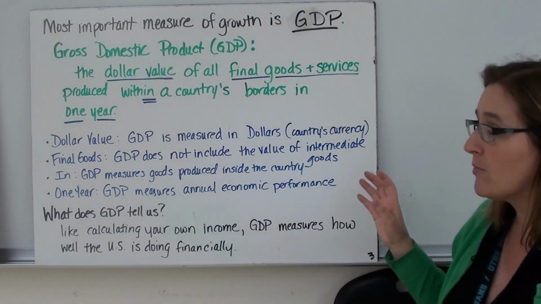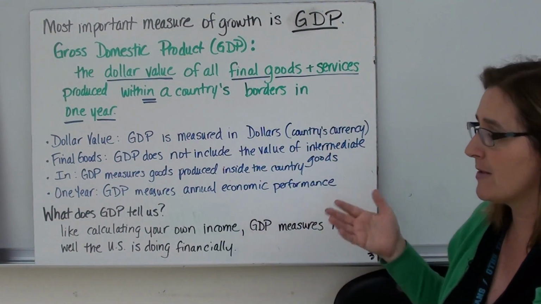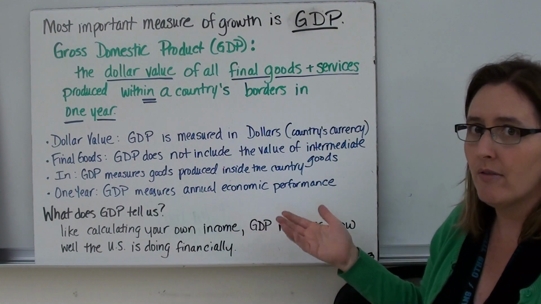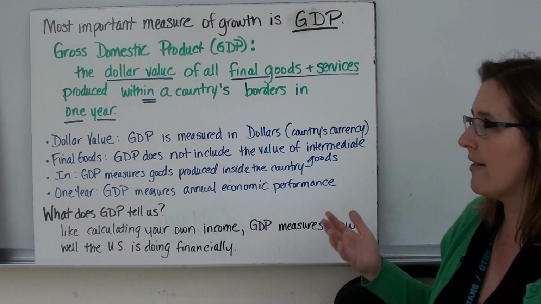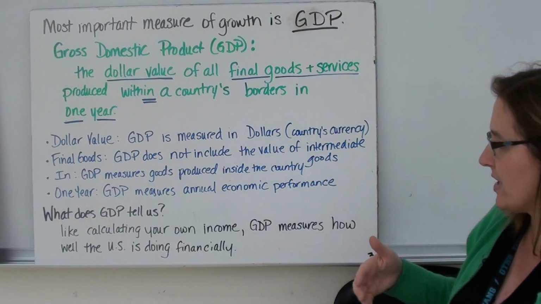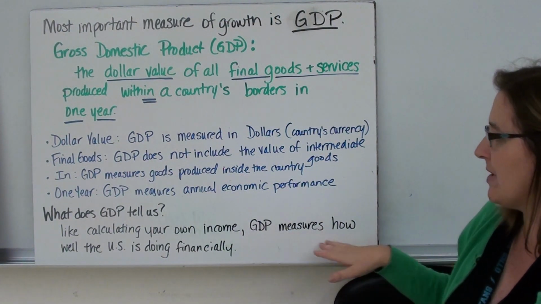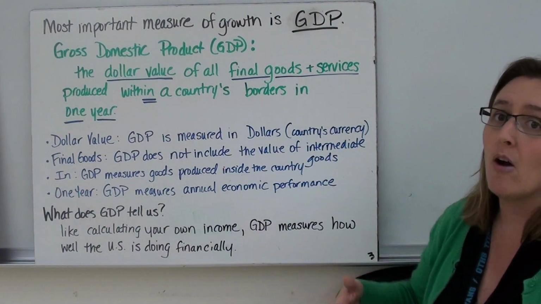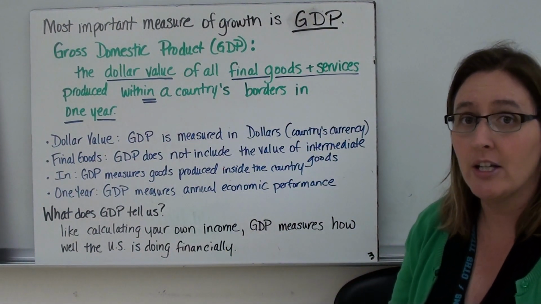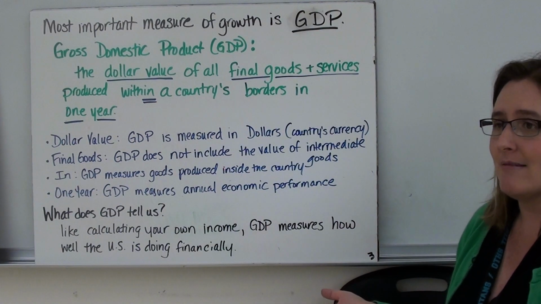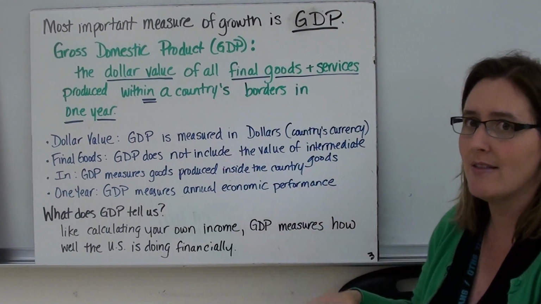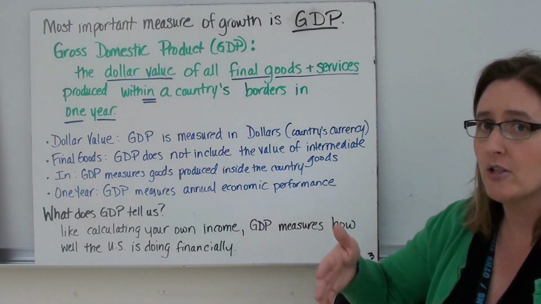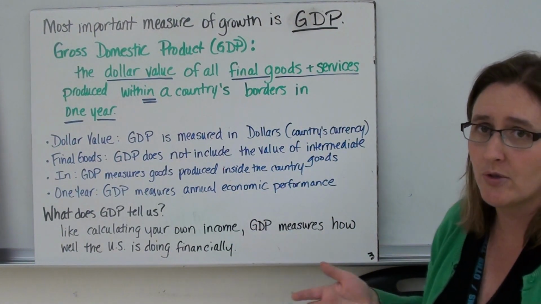So what's the point of counting everything that's been produced? We take the dollar value of everything that's been produced and use that number like our income or a country's income. GDP measures how well the US is doing financially. So people will say, oh, I make such and such amount a year. In GDP, it's kind of the same thing. We've produced this dollar value of all of these items this year, and we can use it from one country to the next to see who's made more and who's doing better off.